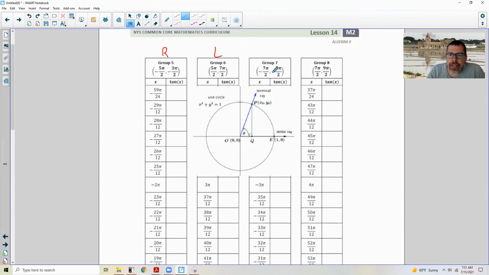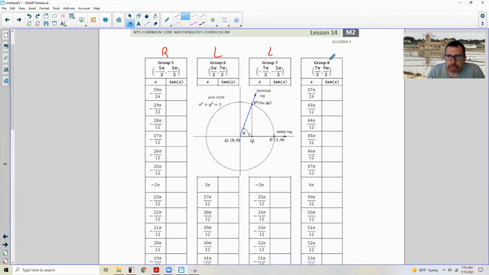Okay. So then if I continue with group 7, I'm starting at negative 7 pi over 2. So I start here, negative pi over 2, negative pi, negative 3 pi over 2, and so on to negative 7 pi over 2 here. And going back to negative 5 pi over 2 would be going counterclockwise to here. So this is the left side of the circle. So guess what values we're going to be getting on these?